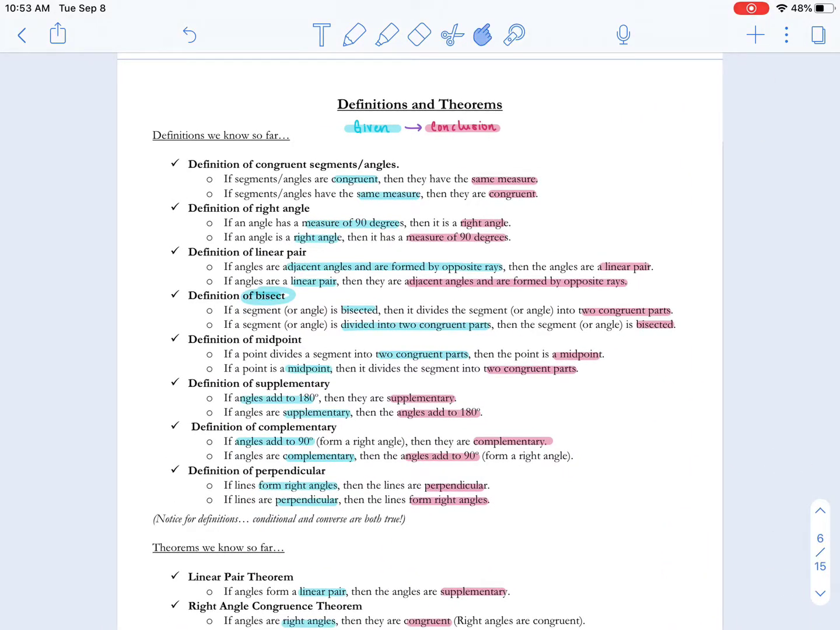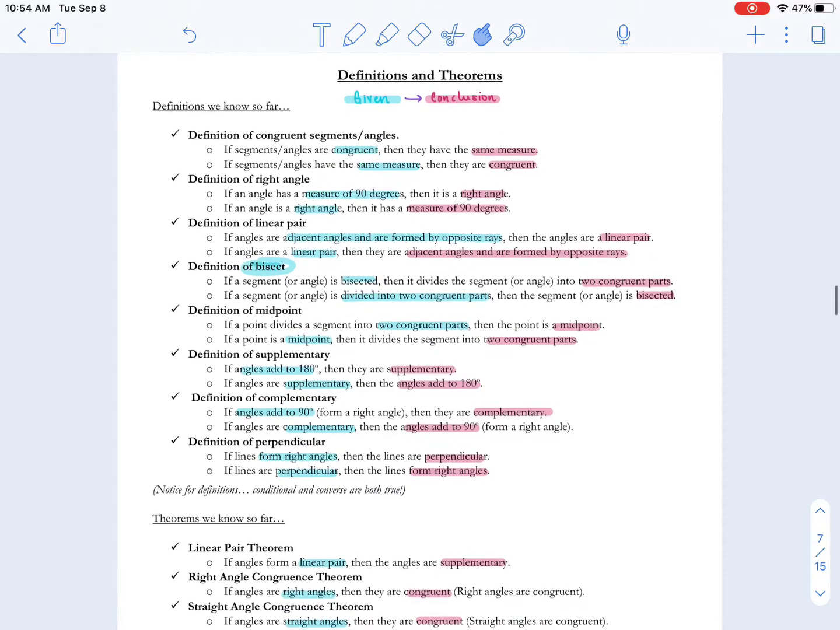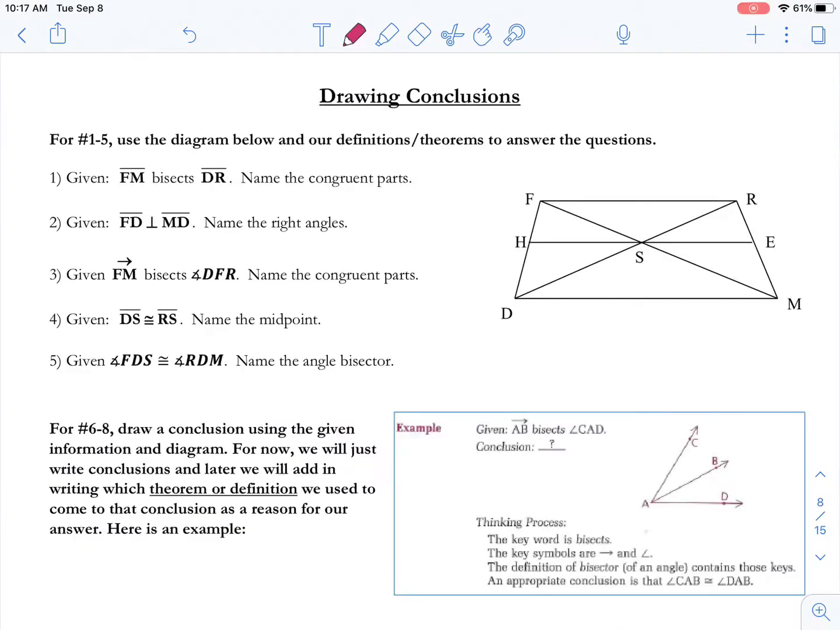You'll notice that I went through each of my definitions and highlighted the key word in the hypothesis and the key word in the conclusion, just to let them jump out at me, because the hypothesis is now going to be our given information in each of our problems, and our job is to find the conclusion. So finding those keywords in the given and the hypothesis is going to make our job a lot easier as we draw conclusions today.